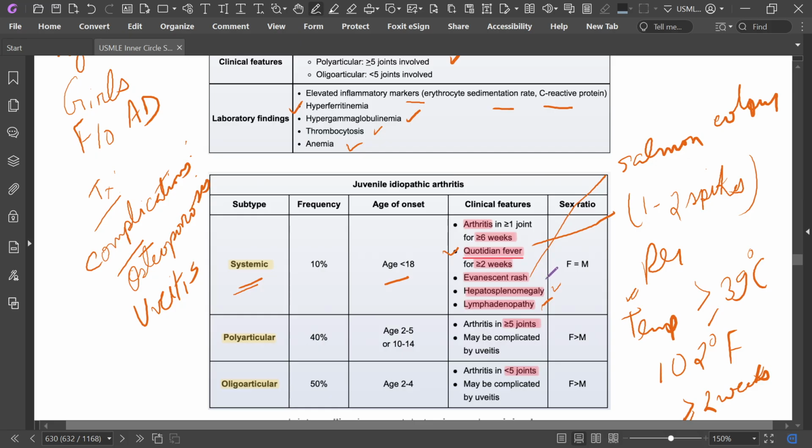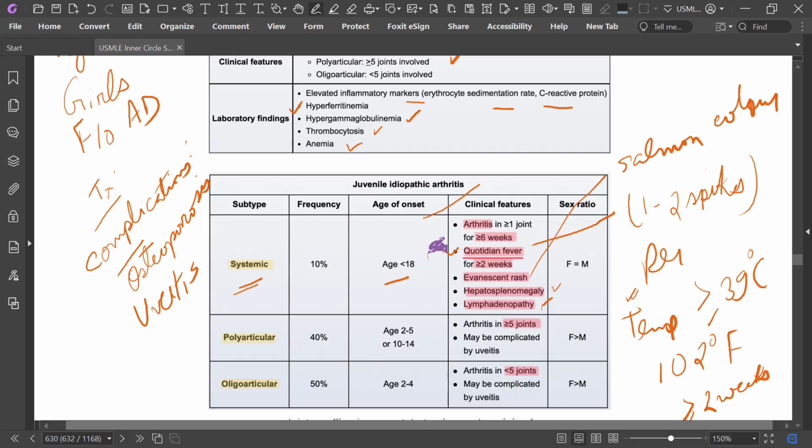Various forms of serositis like pericarditis, pleuritis, and peritonitis can occur, and systemic JIA is very classic. Okay, if it is systemic JIA, think in that way.